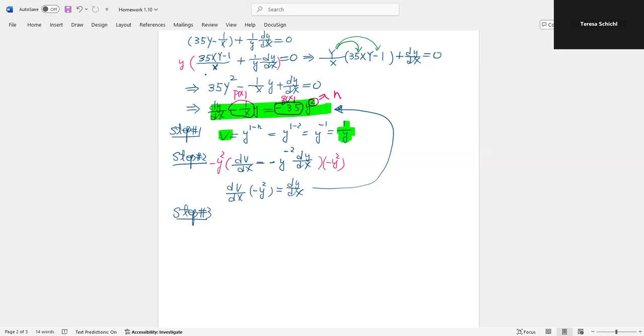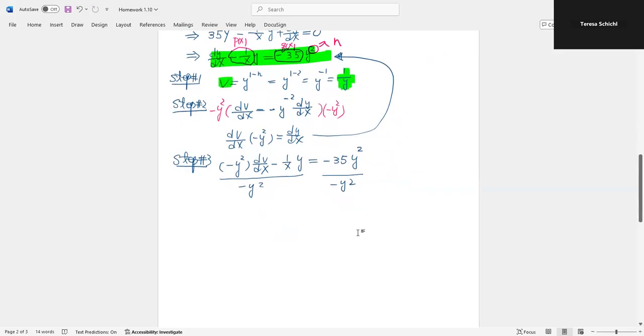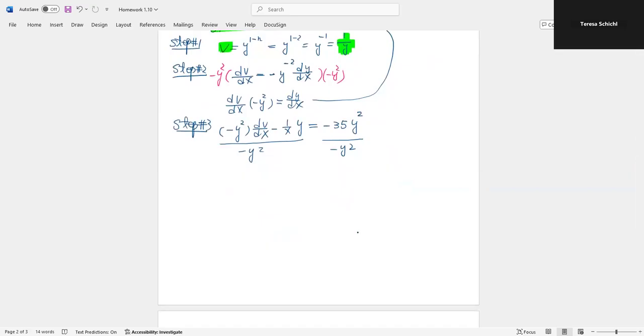All right, so dy/dx is here. I substitute to here, so it's negative y squared times dv/dx minus 1 over x y equal to negative 35 y squared. Okay, so now what is the next step? I want to single out the dv/dx, right? So I divide both sides by negative y squared. When I do that, this will be dv/dx.